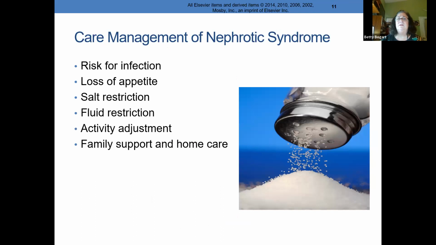These children need, because of the swelling, edema, need to be on salt restriction, fluid restriction, low salt diets for sure. Now, they even swell in their mouth sometimes, and it causes sores in the mouth. So loss of appetite is a big thing for them. These children, because of not having a lot of extra fluid, they really need their activity not to be as vigorous as going and running track for a 3-mile run. It wouldn't be a good thing for these children.